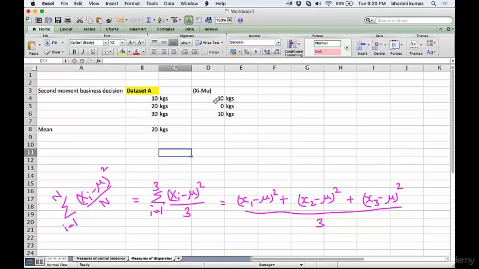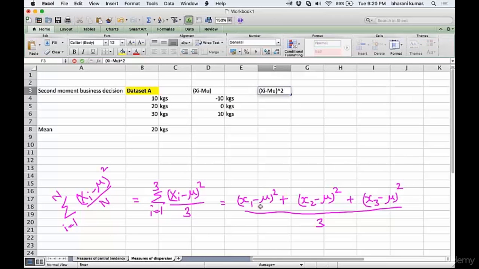Now if I do a summation of these values as is, without doing a square, I will get 0, which is wrong. There is some variation, right? There is some variation in the weights. How can you say that the variation is zero? We cannot say so. Hence, to get rid of that problem in this formula, mathematicians have told that we need to take a square of this.